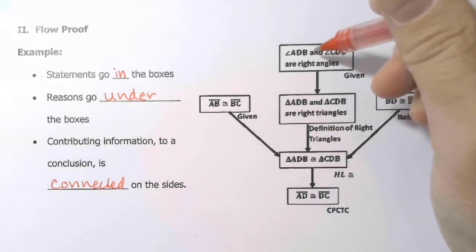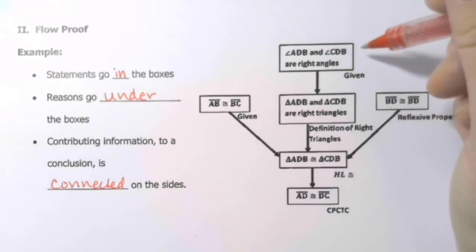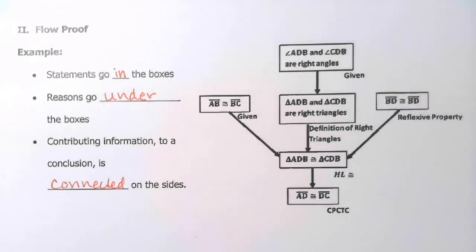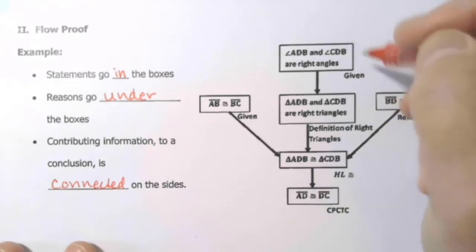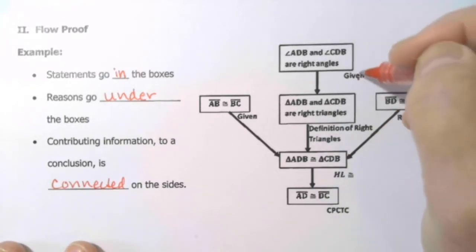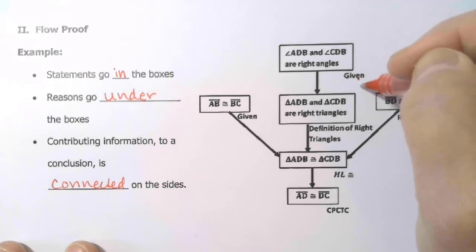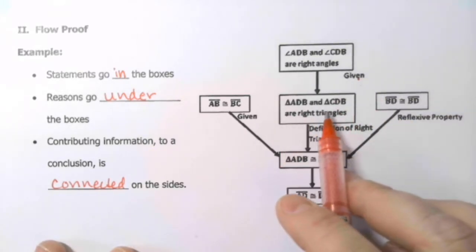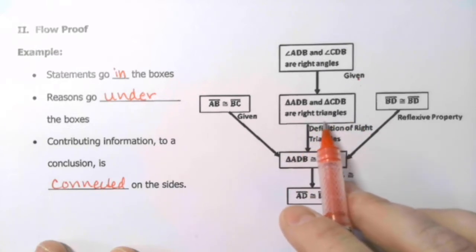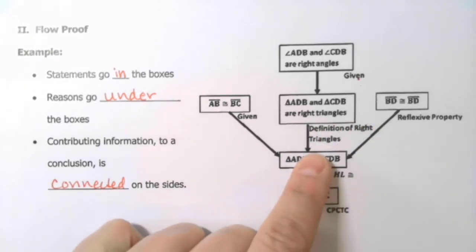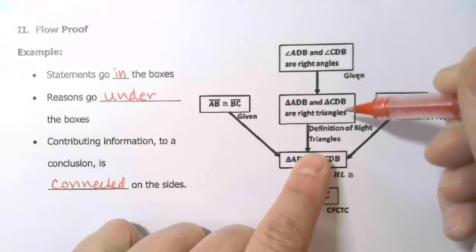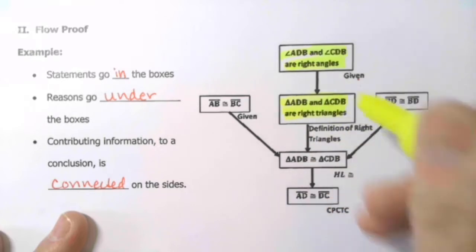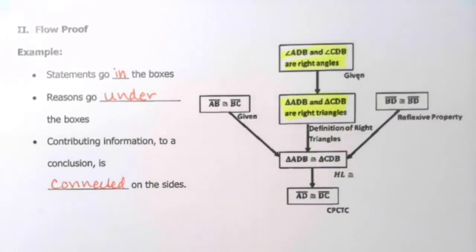It says ADB and CDB are right angles. And I don't actually have a drawing to go with this one, unfortunately. So if this is a given, meaning they told you, then "given" would go underneath as the reason. ADB and CDB are right triangles. That would be the definition of a right triangle. So they went from right angles to right triangles. So this is kind of the flow of the proof. That's the first one. That's the second one. That would be the reason.